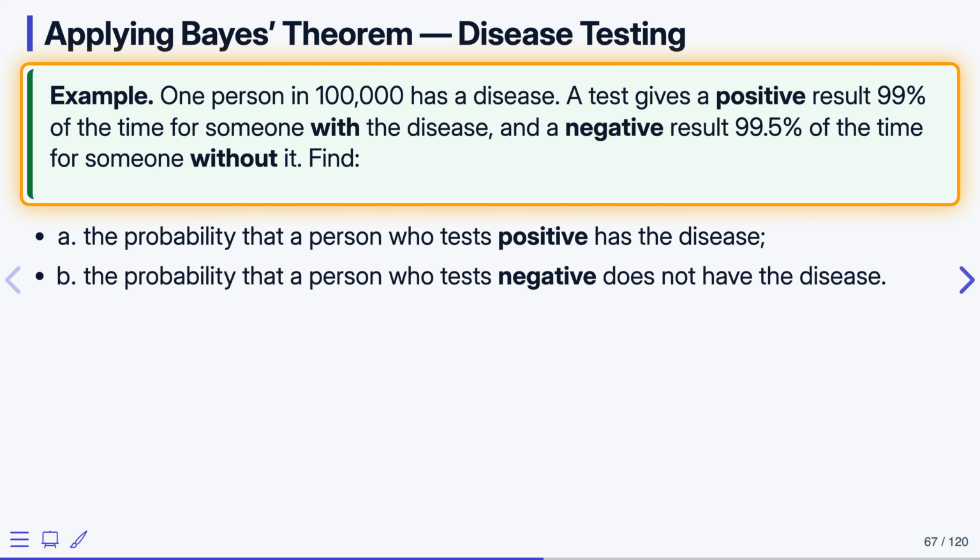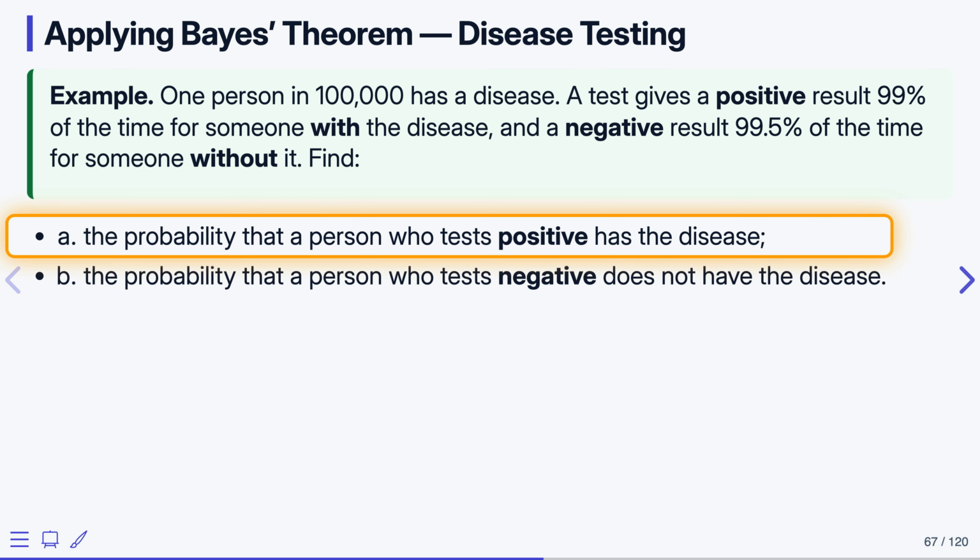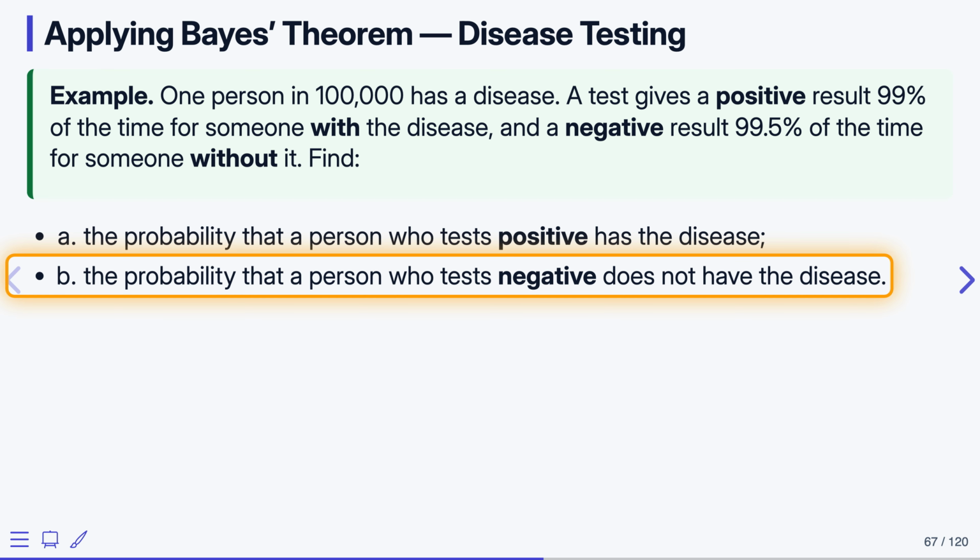This is a famous and surprising example from medicine. A rare disease affects one person in 100,000. If you have the disease, the test comes back positive 99% of the time. If you do not have the disease, the test comes back negative 99.5% of the time. We want two answers. First, if your test is positive, what is the chance you really have the disease? Second, if your test is negative, what is the chance you really are healthy? Many people expect the first answer to be high. Let's find out.